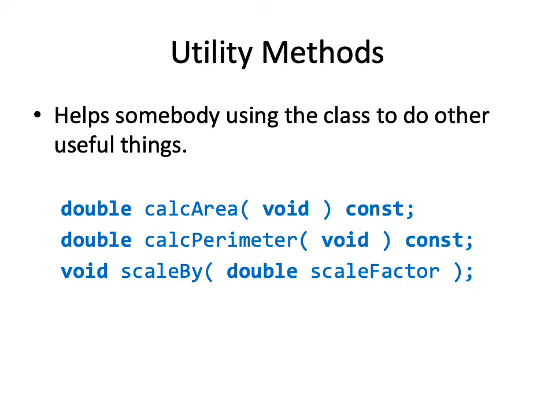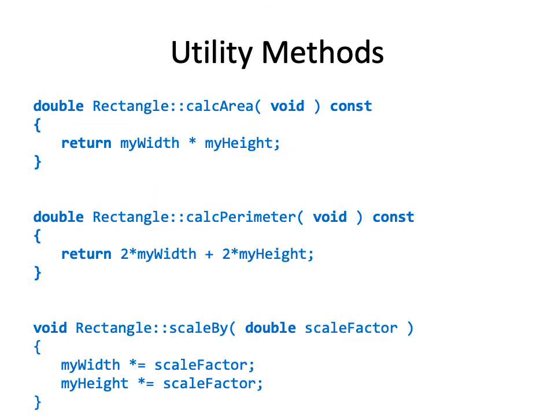Now the scale by function is different. For that, I'm going to say, hey, I want you to multiply your width and your height by some scale factor, maybe 2 or maybe 0.5 to shrink it. And so in that case, it's not going to be const. It's going to be very much not const. I want it to change. So let's see how those would actually work out.